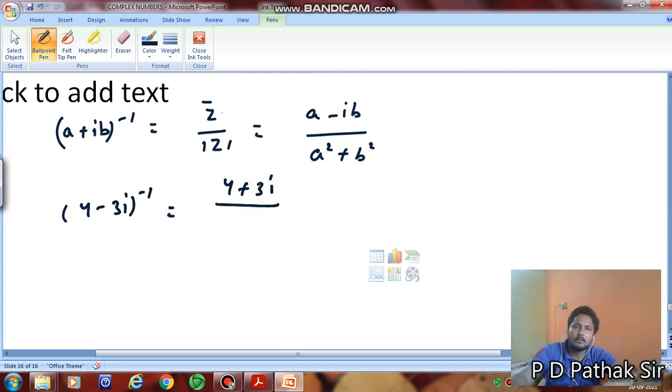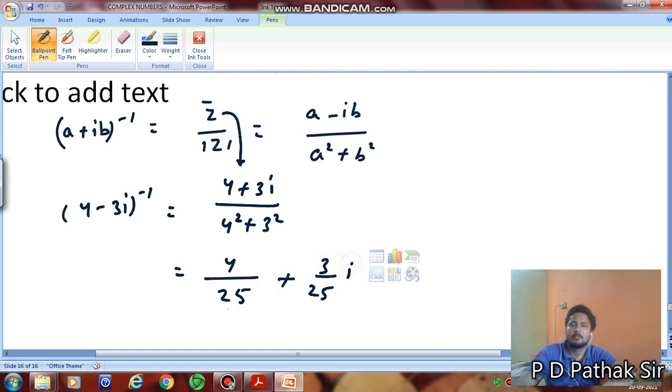Why? Conjugate: replace i by minus i, and modulus of z. Modulus of z means 4 square plus 3 square. So your answer will be 4 upon 4 into 4, 16 plus 9, 25. 4 upon 25 plus 3 upon 25 iota.